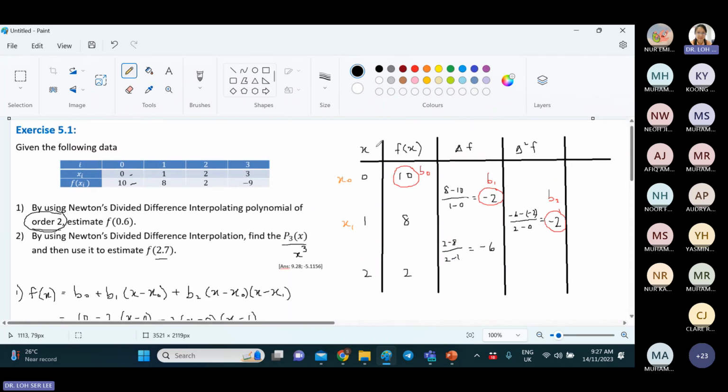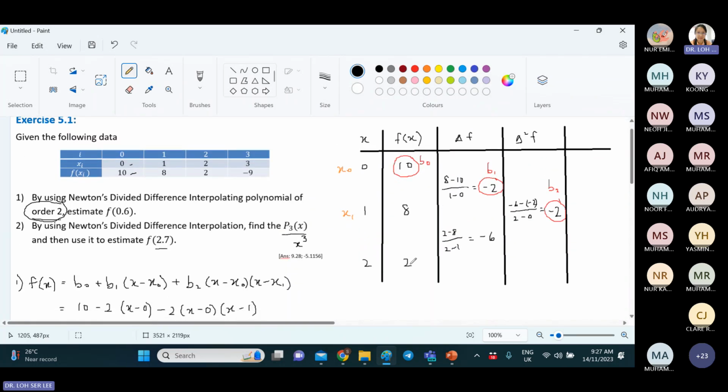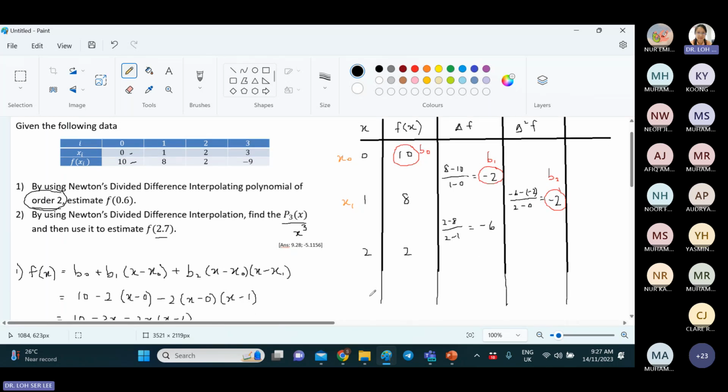So still we are using all this. The first 3 points are the same, so I use the same table here. Then we have the last point as 3, -9. You can construct a new table, but I continue here, since the first 3 points are the same as question number 1. You will get the same values. Then we continue.